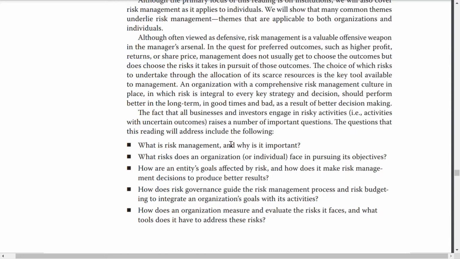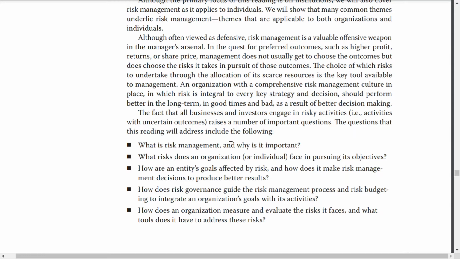The fact that all businesses and investors engage in risky activities raises a number of important questions. The questions that this reading will address include the following: What is risk management and why is it important? What risks does an organization face in pursuing its objectives? How are an entity's goals affected by risk, and how does it make risk management decisions to produce better results? How does risk governance guide the risk management process and risk budgeting to integrate the organization's goals with its activities?